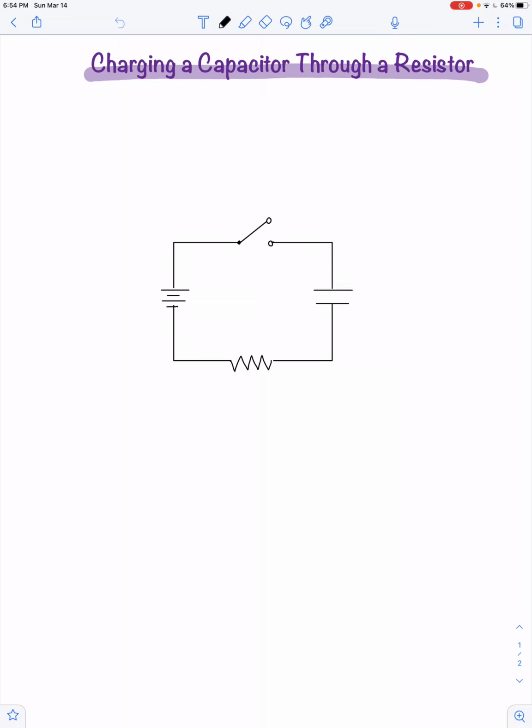Well, here's a different situation. Now we have a capacitor and a resistor connected together with some ideal voltage, and I've included a switch on this circuit. So before we close the switch, let's say this capacitor initially is neutral.